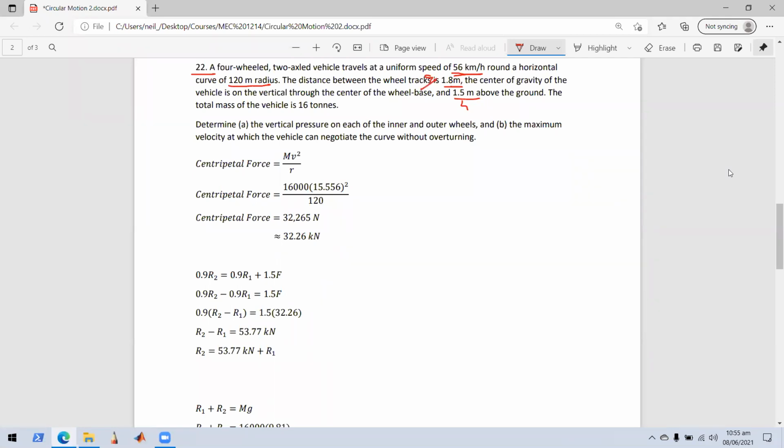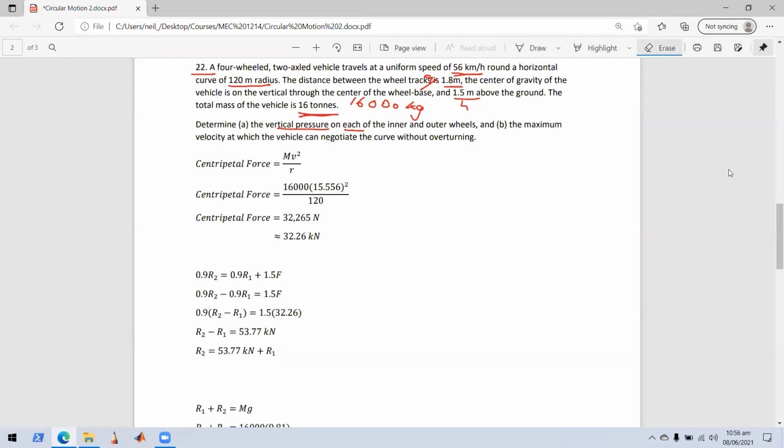The total mass of the vehicle is 16 tons, which is 16,000 kilograms. Determine A, the vertical pressure. What they're referring to here is just force, not pressure by area. We don't know the dimensions of the wheels, of the tires. So they're talking about force here. Determine A, the vertical pressure on each of the inner and outer wheels, and B, the maximum velocity at which the vehicle can negotiate the curve without overturning.